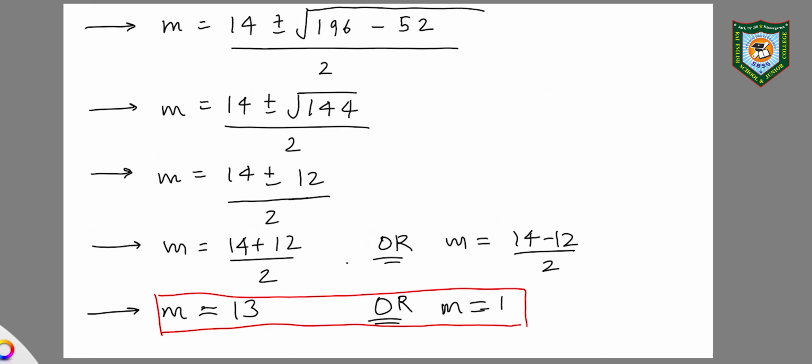Now all we need to pay attention to is the signs after we compare the quadratic equation from the question to the standard quadratic equation. Now moving on to our next example.